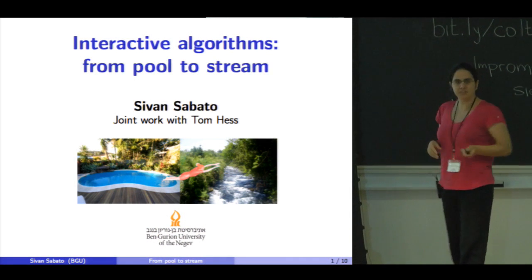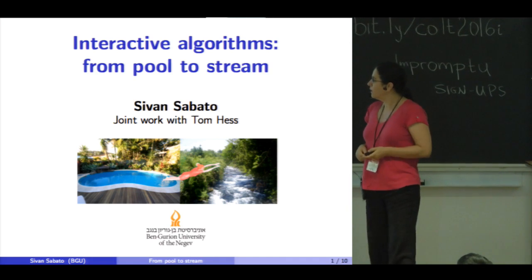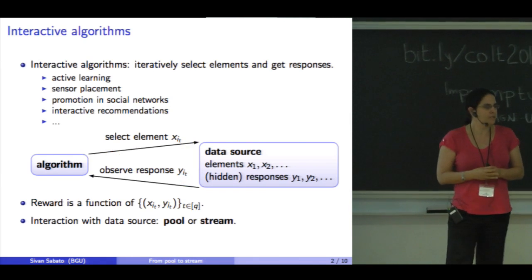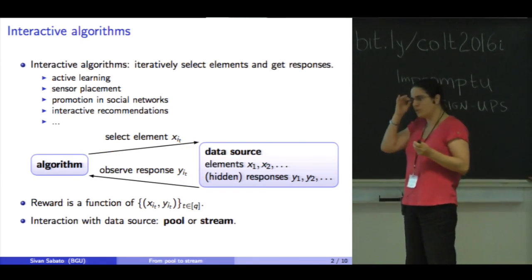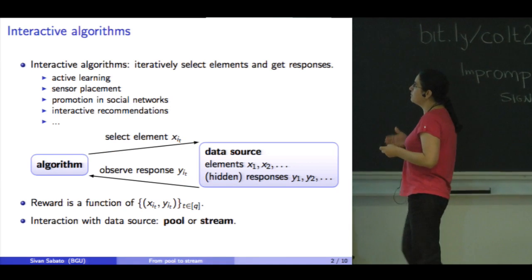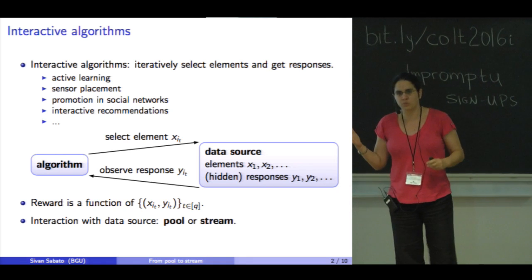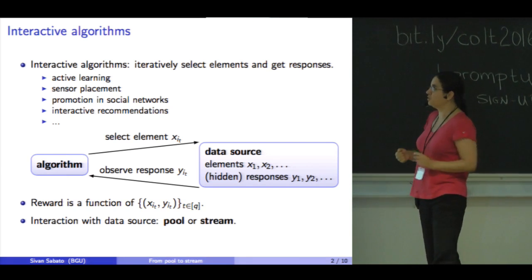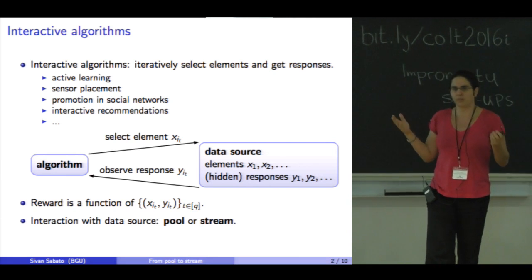Okay. I'll talk today about interactive algorithms in pool and stream settings. So first, let's say what I mean by interactive algorithms. I will talk about a very general sense of interactive algorithms. So just any algorithm that iteratively selects elements from some data source, observes responses for the elements it selects, and so on until it finishes. So this is a very general notion.